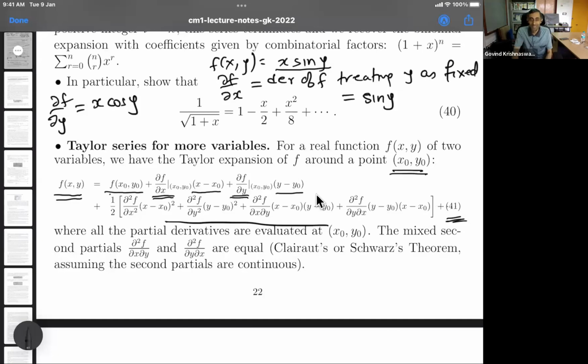So how would you say if you had n variables? In n variables. Oh, excellent question. Wait. Before we go to n variables, let us finish 2 variables. So I only told you the linear terms. I have to go to the terms that are quadratic in the departure from x0 and y0.